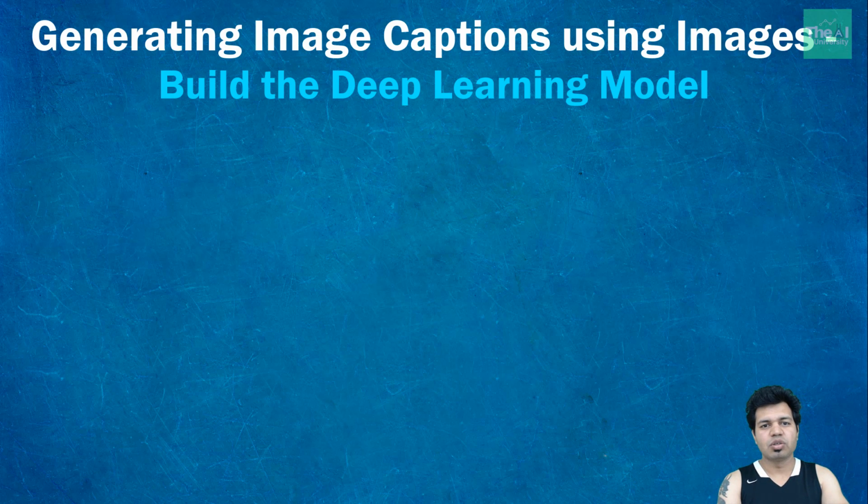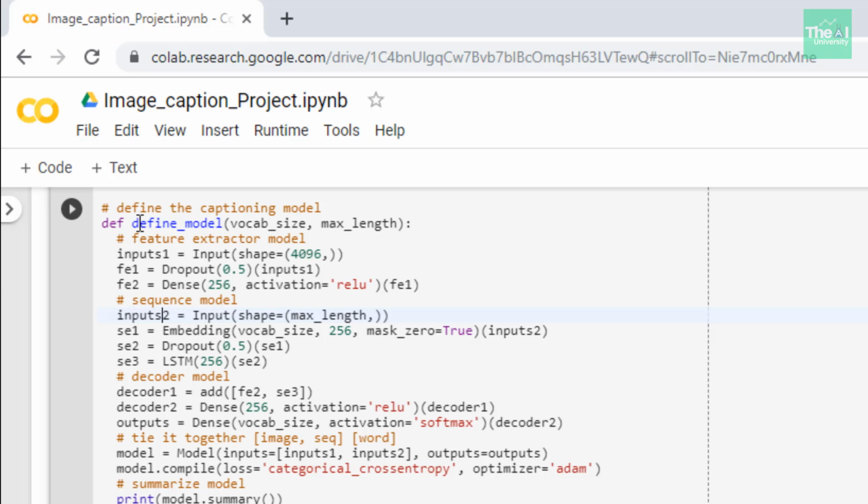So let's quickly move on to the code related to building an image caption deep learning model. We will create a Python function here which will house the entire structure of our image caption model, right? So let me open my Jupyter notebook real quickly. So here is the function called define model. As you can see here, this function basically takes vocabulary size and maximum length of a description as input arguments, right?